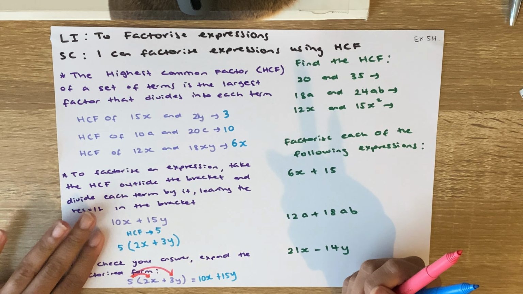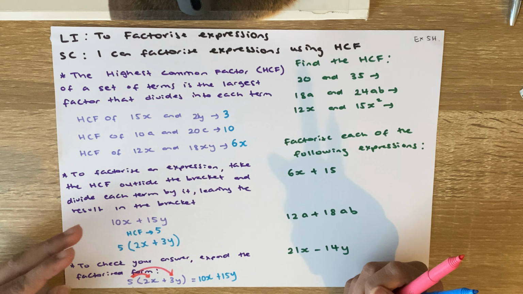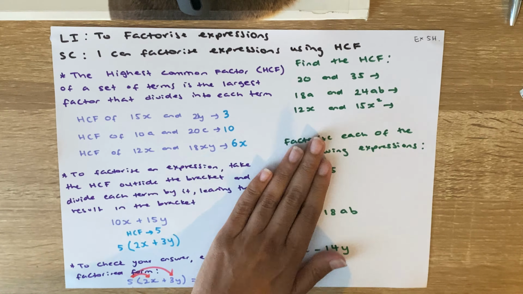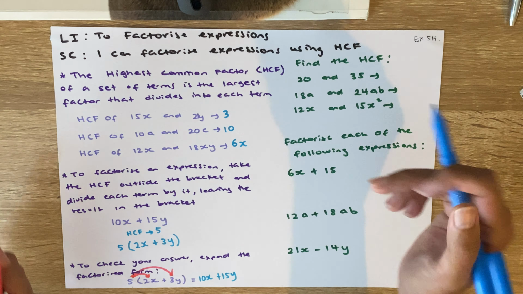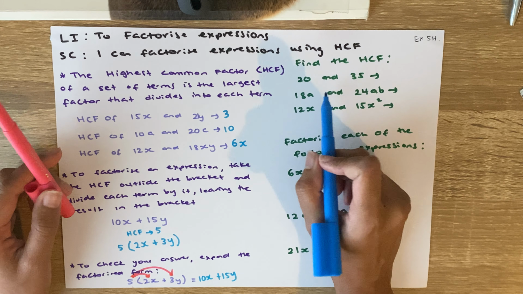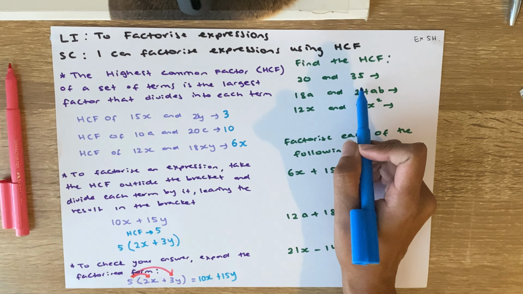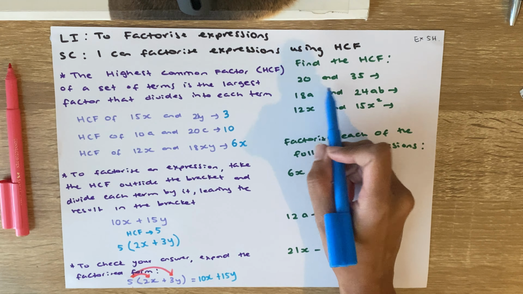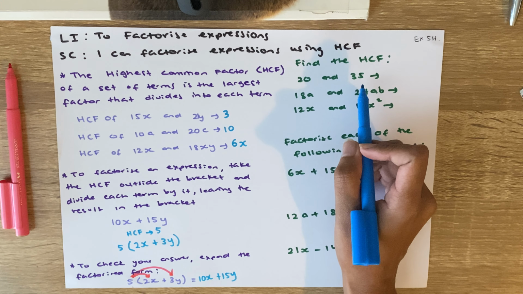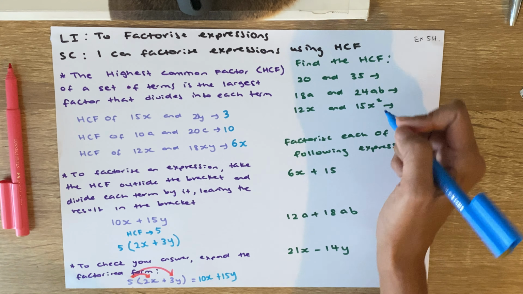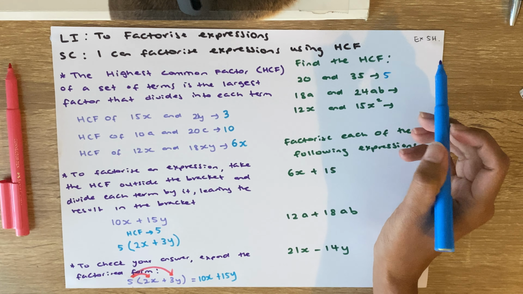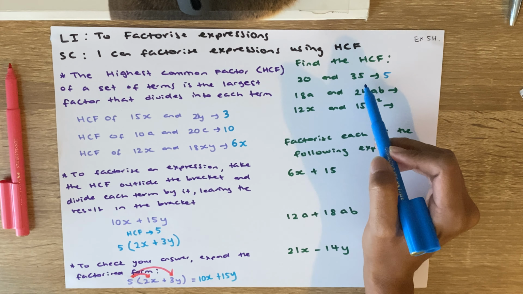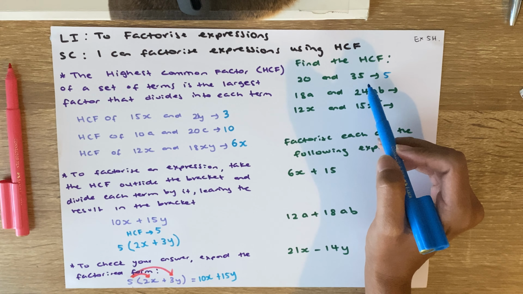So that is why last lesson and this lesson are quite intertwined with each other, okay? I'm going to run through a couple more examples together. Find the highest common factor of 20 and 35. We need to see what numbers go into both 20 and 35, and the answer to that is 5. 5 goes into 20 4 times, 5 goes into 35 7 times.